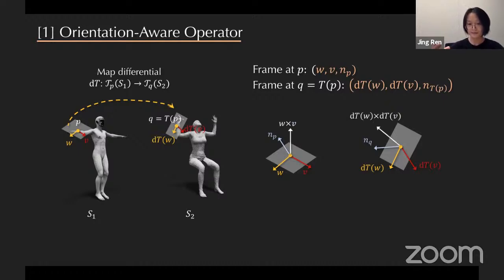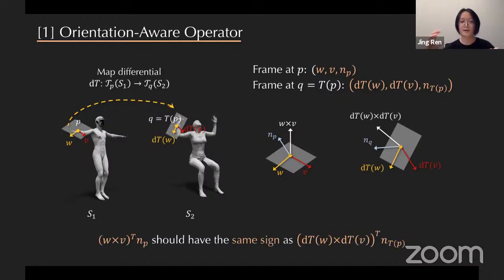We just need to take the outer product between the two tangent vectors and check if it's going in the same direction as the normal vector. If so, it should be a right-handed local frame. Otherwise, it should be a left-handed local frame. So in this case, we know that if the map differential preserves orientation, these two local frames should be in the same orientation. So if we take the outer product between the two tangent vectors and then take the inner product with a normal vector, this scalar value should have the same sign between the two local frames. So this gives us a way to quantify the orientation of the local frame.